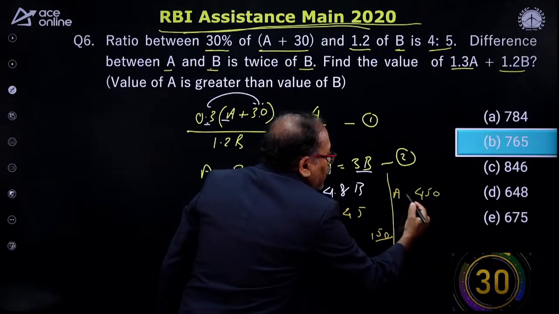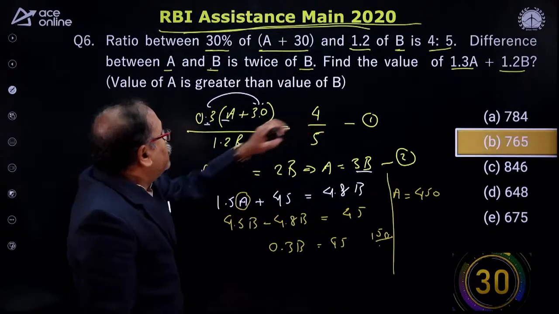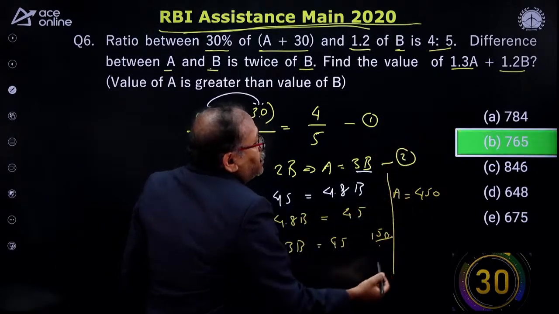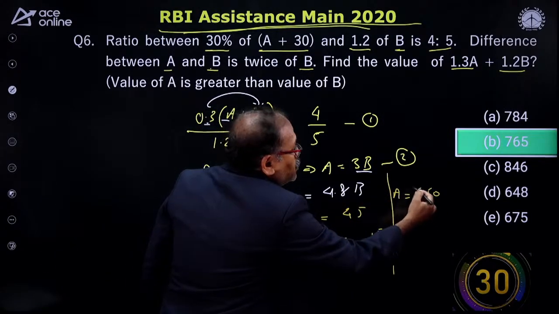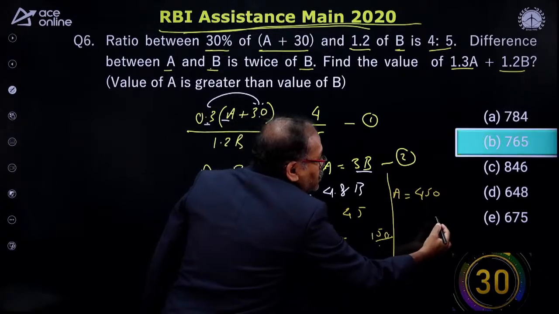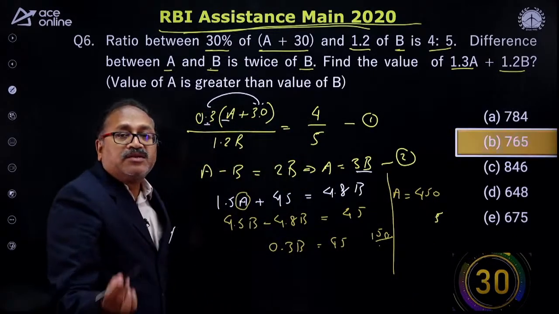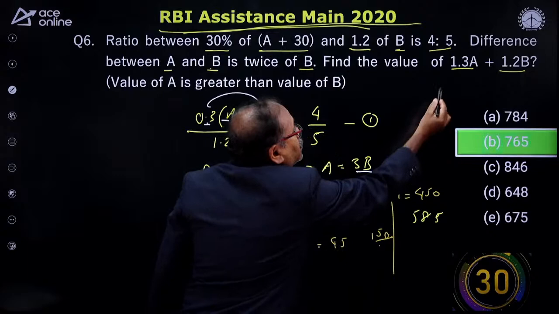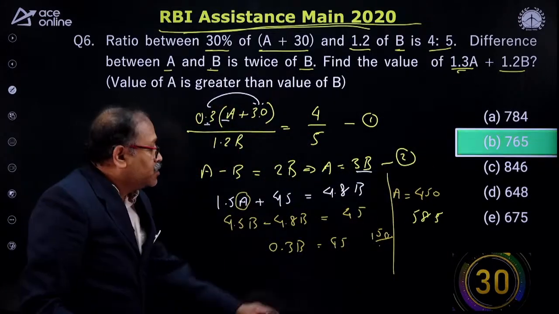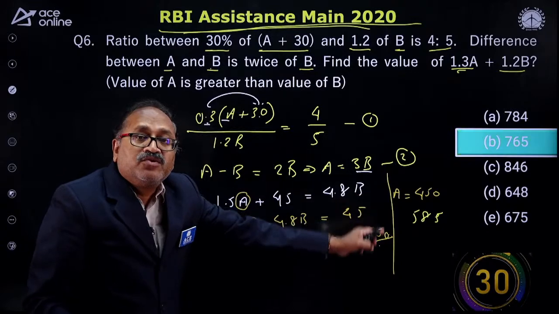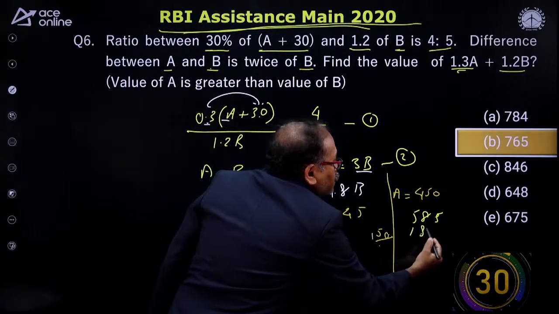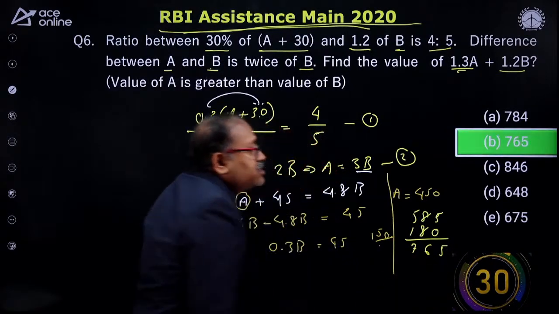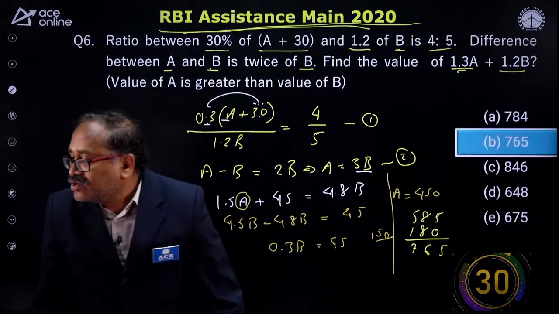So once you get the A value and the B value, you will be able to find out 1.3 times of A. Multiply by 13 and eliminate this one. 13 into 5 is 65, carry 6. And 13 into 4 is 52 plus 6 is 58. So I got this value. And what about 1.2B? B is 150, so 15 into 12 is 180. So I'm getting this as 180. When I add up, this is 5, this is 16, carry 1, and this is 7. So 765. Rightly answered the question.